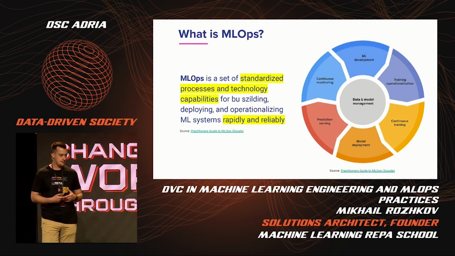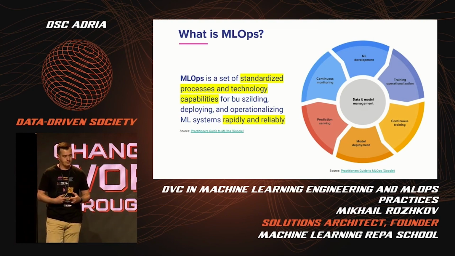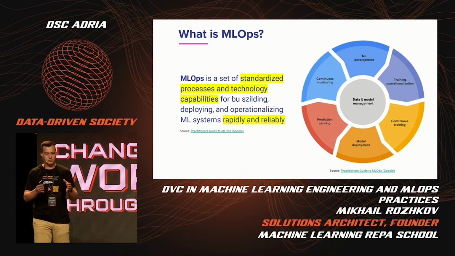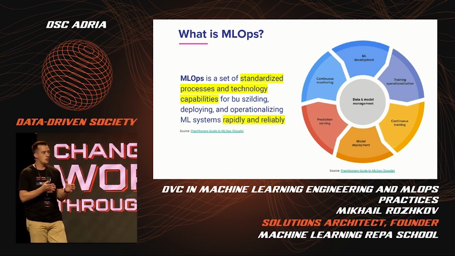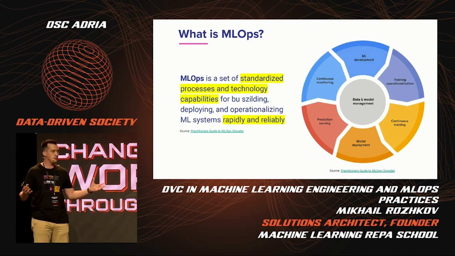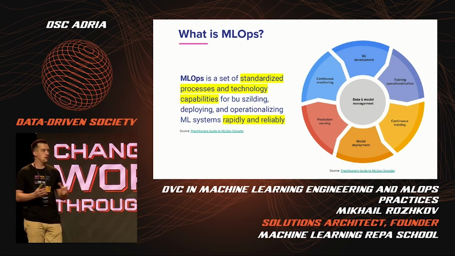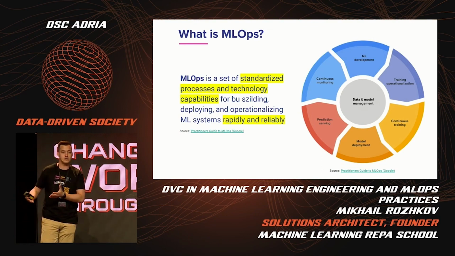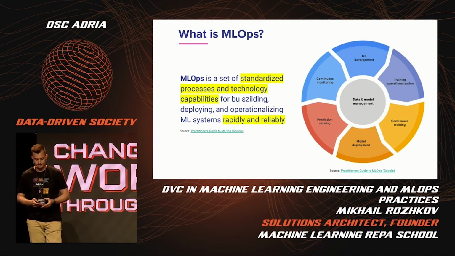I took this definition from the Practitioner's Guide for MLOps written by Google. Sorry for the typo there. I like this definition because it doesn't narrow the definition of MLOps only to deployment and DevOps practices. It covers the whole process of machine learning development and the whole machine learning lifecycle, from development to monitoring and having this feedback loop.